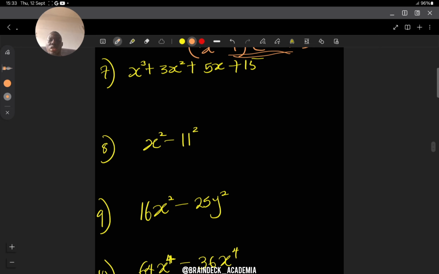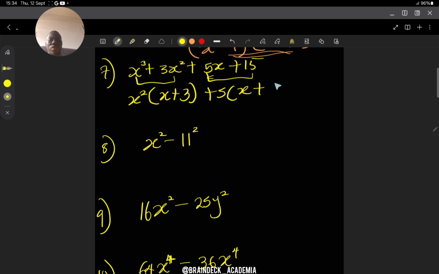The next question is still a 4-term expression. The same way I told you, you factorize them separately. So I have the highest common factor here is x squared. X squared from x cubed is x. X squared from 3x squared is plus 3. The highest common factor between these two is 5. From 5x is x, then from 15 is 3.